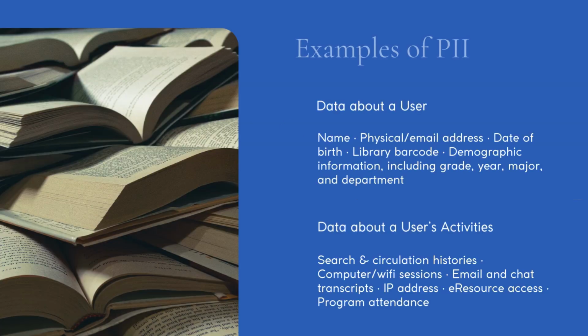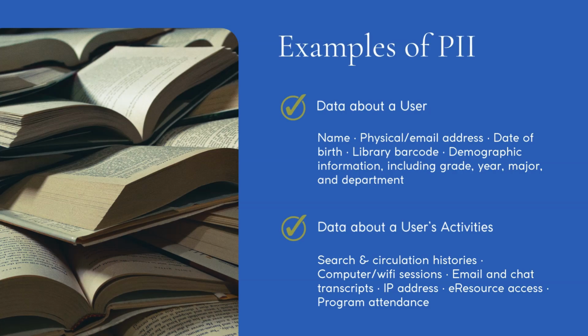Personally identifiable information is data that identifies and describes a particular person. Personally identifiable information falls into two categories: data about the user and data about the user's activities. Information about a user might include their name, address, email, date of birth, library barcode, or demographic details.